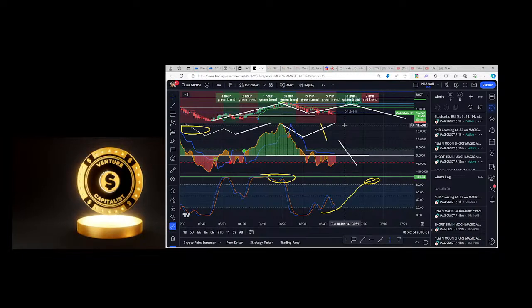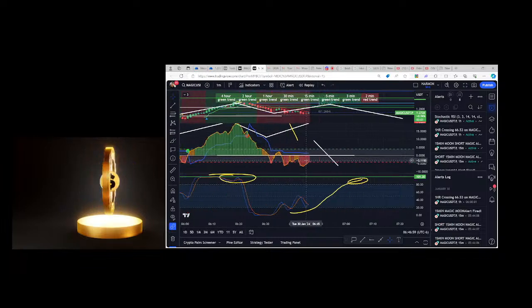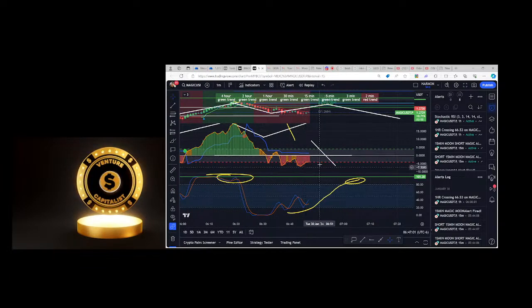Getting our short set up. First thing is we get the 1 minute volume below the zero line, right? That way we know we're heading towards short section.